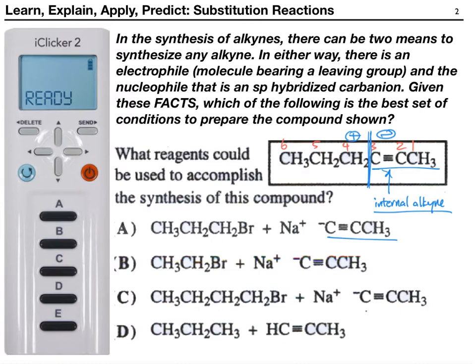Let me back up. If we're making the bond between 3 and 4 this way, if we want to make it the other way, what carbon-carbon bond are we making? Just put 2 numbers in the chat. Pick 2 carbon atoms.